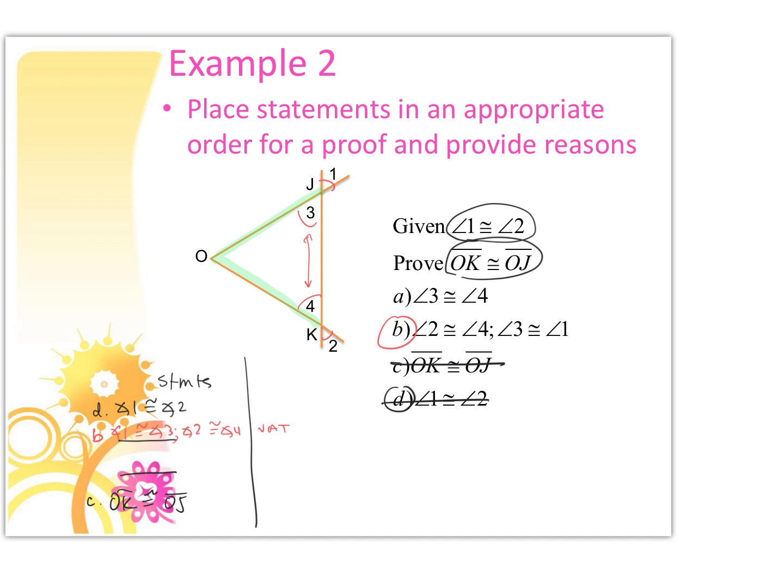So using substitution or transitive property, I can get to A, which says that angle 3 is congruent to angle 4. And so this would be the proper order for this proof. Okay, and you might say, well, how does that work?